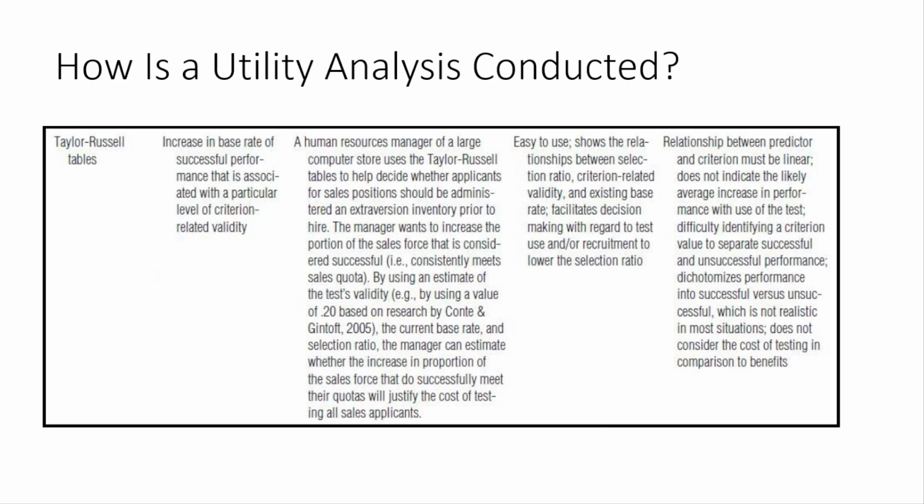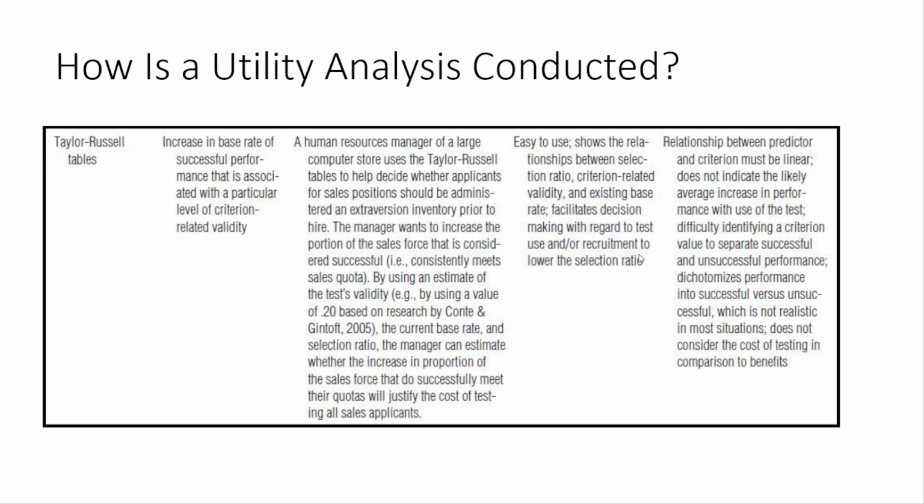So, increase in base rate of successful performance that is associated with a particular level of criterion-related validity. So, for example, here, a human resources manager of a large computer store uses Taylor-Russell tables to help decide whether the applicants for a sales position should be administered an extraversion inventory prior to hire. The manager wants to increase the portion of sales force that is considered successful. In particular, consistently meets the sales quota.